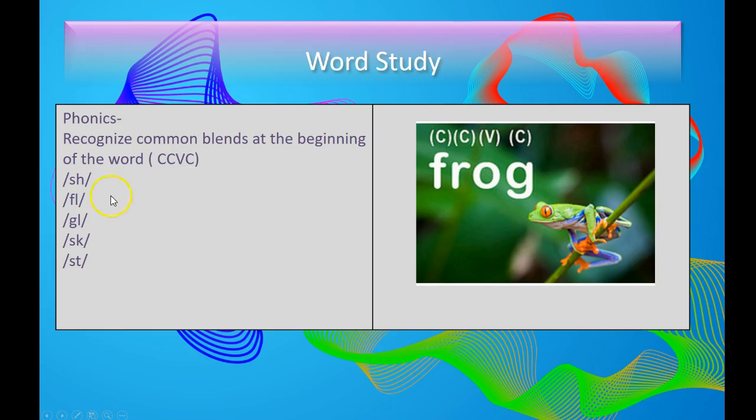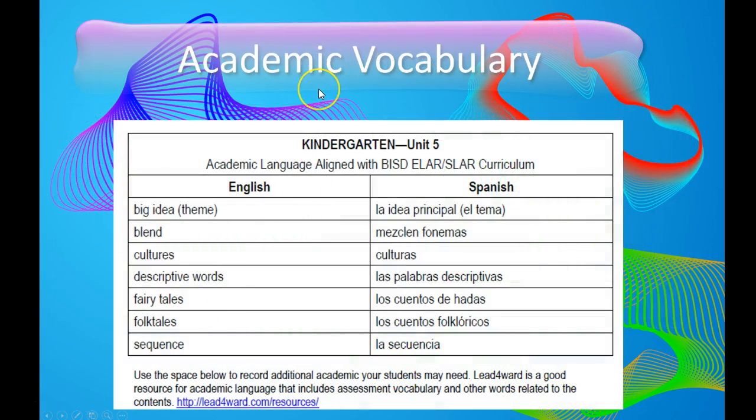And then with phonics, you're going to be looking at those words that have blends, and the common blends that we're looking at are SH, FL, GL, SK, and ST. In your academic vocabulary, here are your words. Big idea, you're looking at the big idea of all cross genres. You're asking them to blend. You're looking at folk tales from other cultures, descriptive words. You're looking at fairy tales and folk tales, and the word sequence.